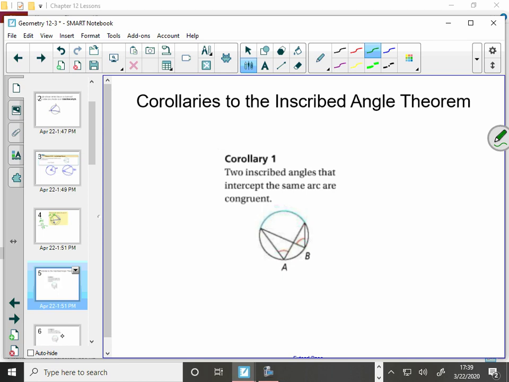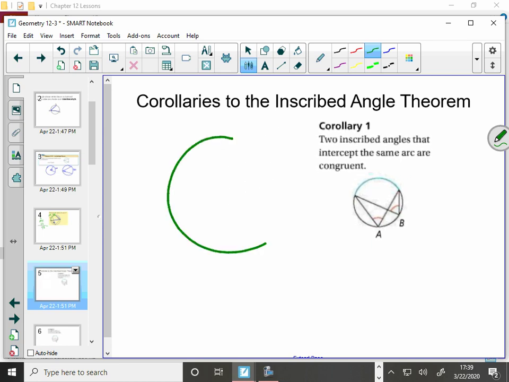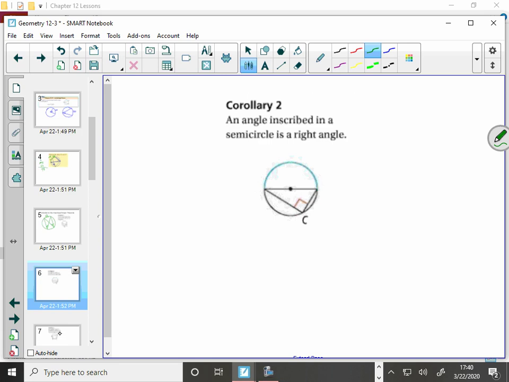A couple of corollaries, or kind of subpoints, to the inscribed angle theorem. Two inscribed angles that intercept the same arc are congruent. Now that makes sense because if this inscribed angle intercepted that arc and that arc was 50, well, the angle would be 25. And if this angle intercepted the same arc, well, the arc is still 50, so the angle would be 25.